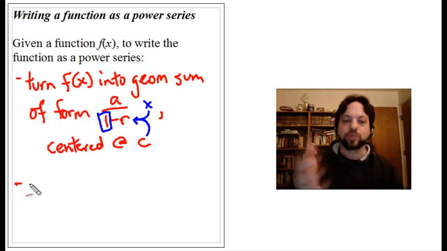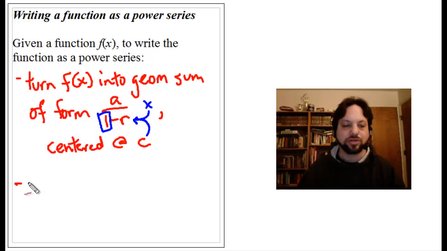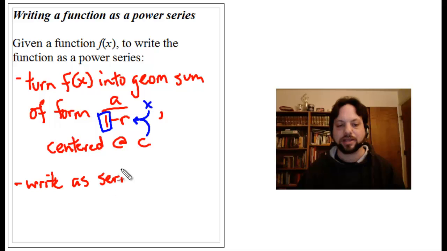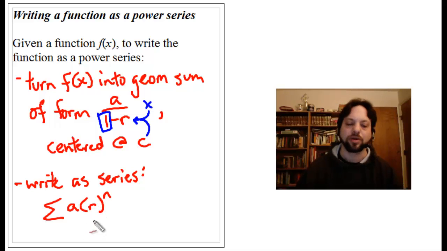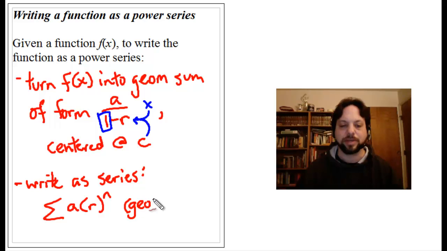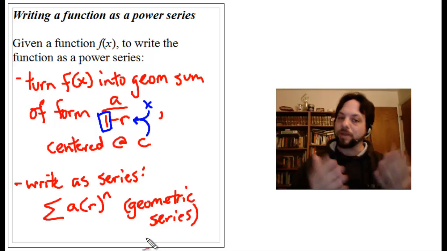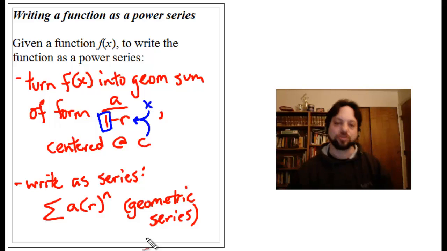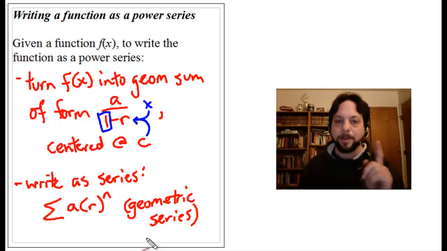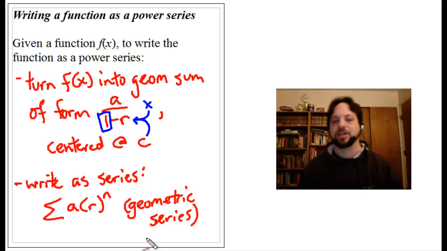Now, once your function is written as a sum, all we need to do is write it as its constituent series. The way we'll do that, this should be no surprise to you, is the sigma of a times r to the nth power. Remember that that is a geometric series right there. So, again, this is a simple two-part procedure, but we might find a lot of tediousness and algebraic manipulation along the way. So we always need to be very careful, pay attention to details, and let's take a look at our first example.